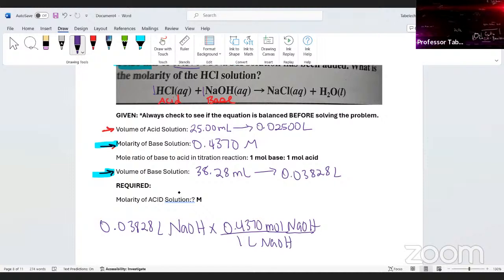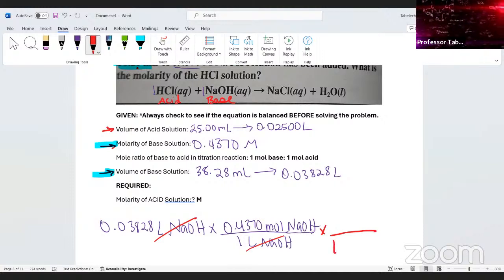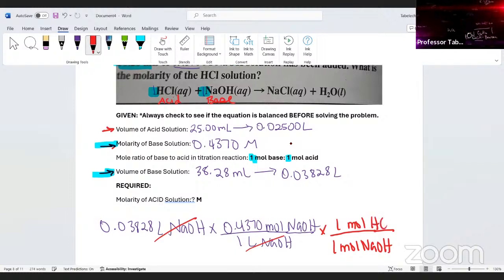Now, what are you going to do next? You're going to cross out those things that you don't need anymore, which are your liters. That's gone, that's gone. And now in this next step, you're going to use your mole to mole ratio of your base and your acid. Remember, I'm trying to get rid of my base. So on the bottom, I'm going to write 1 mole of sodium hydroxide, and remember, that's coming from your mole to mole ratios, which I'm highlighting in blue. And on the very top, 1 mole of HCl.